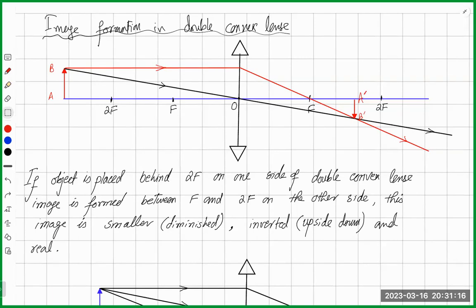Number two, it is formed between F and 2F. It is smaller, it is inverted, and it is formed between F and 2F. And we exactly know the position of this image. Just put a screen over there and we can see that image. There's no requirement of any eye on this diagram. So this image is also a real image. This is what you need to remember or understand. The best is that you understand it, and if you don't, then you have to remember it: when the object is placed behind 2F, the image is smaller, inverted, real, and formed between F and 2F.